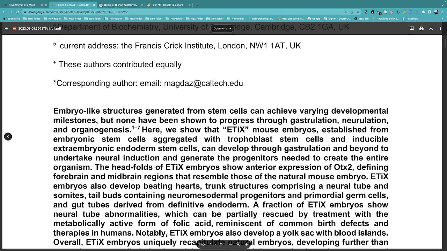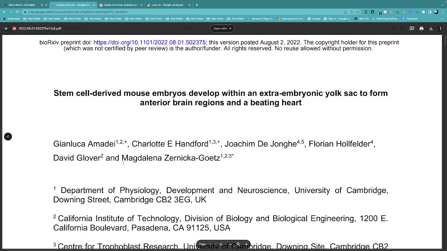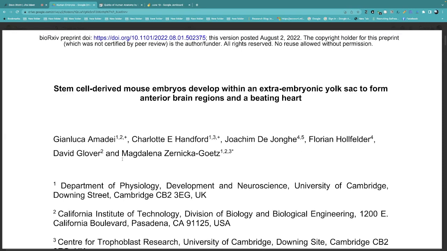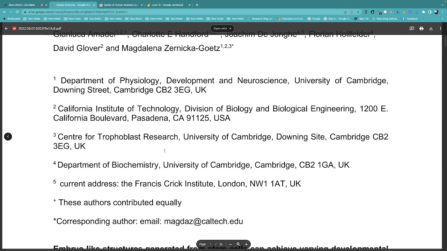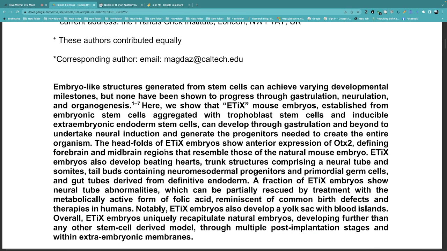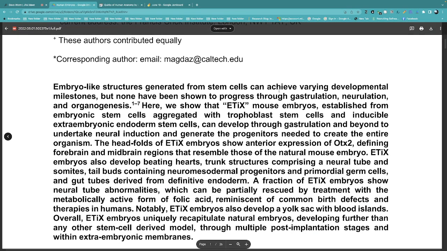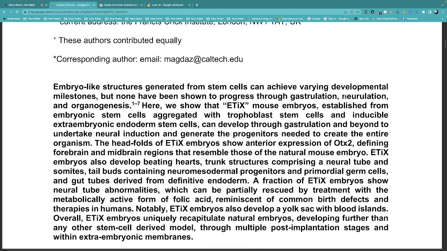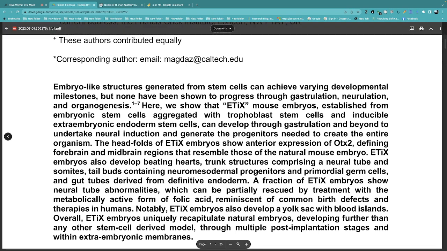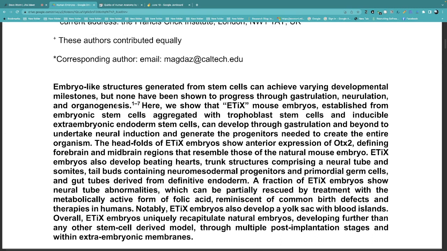So the abstract reads, so these are the authors here, Magdalena Zernicka-Goetz, who is a famous person in this field, and a couple other people here. So the abstract reads, embryo-like structures generated from stem cells can achieve varying developmental milestones, but none have been shown to progress through gastrulation, neurulation, and organogenesis. So these are, again, stages of development that we expect in an implanted embryo.